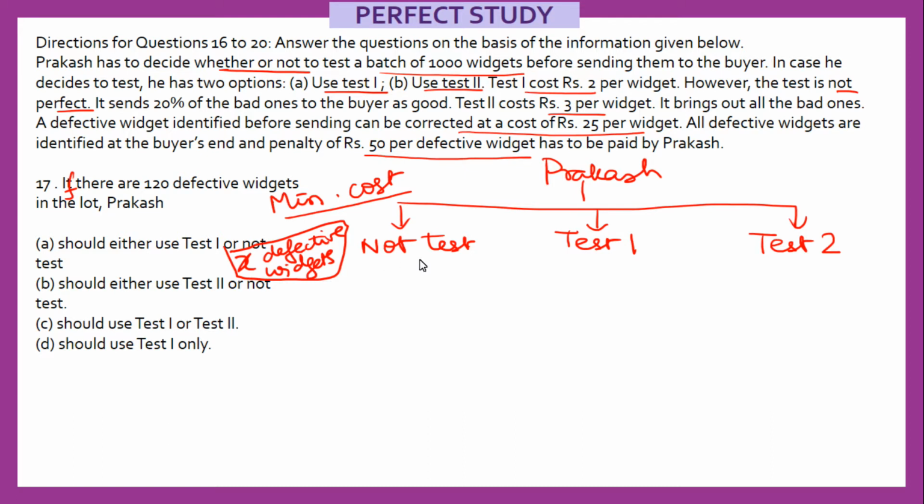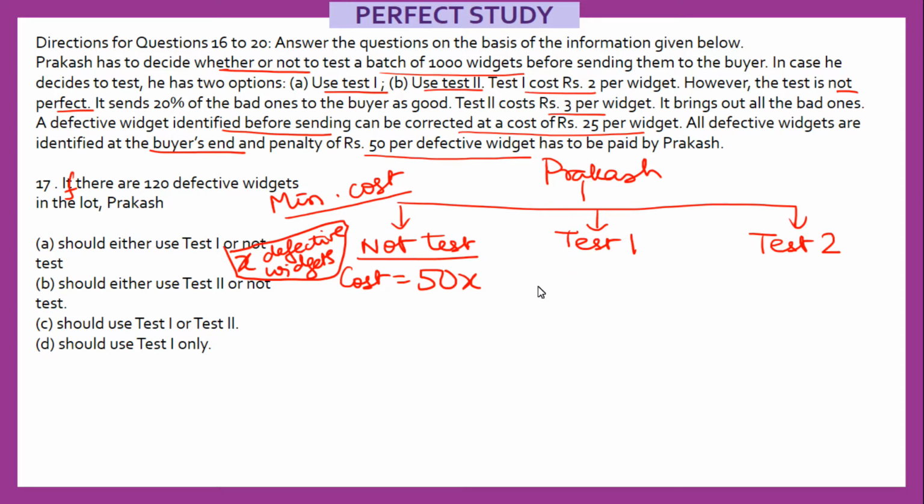If I do not go for any testing, that means I don't know whether my number of defective widgets is X initially. Who identifies? The buyer's end. The buyer identifies that there are X defective widgets. Now for these X defective widgets, I have to pay the penalty because I am not doing any correction. A defective widget identified before sending can be corrected, but before sending I have not done the testing, so I don't know whether these are defective. Once the buyer identifies, there is no question of correcting. I simply pay the penalty. So here my cost will be 50 rupees per defective widget, meaning 50x. This is the cost of no correction.